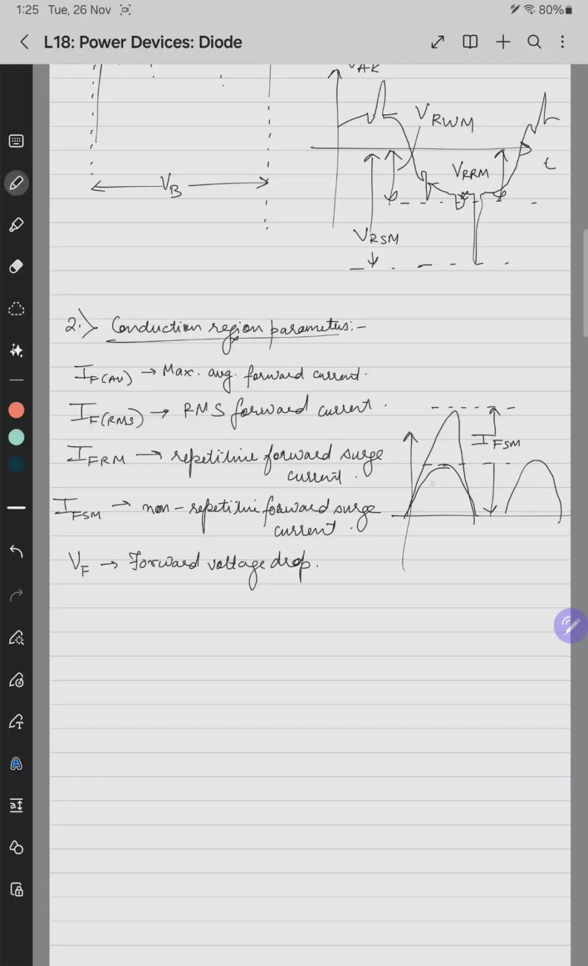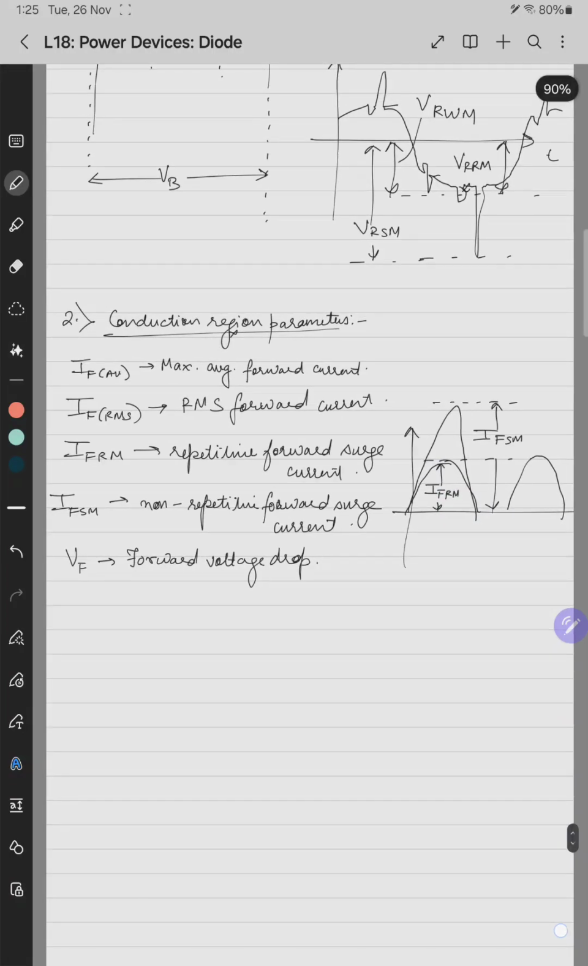This is IFRM, from here to here. Then whatever is the average value of this is nothing but the maximum forward average current, and the RMS value of this waveform is nothing but the RMS forward current. So IF AV and IF RMS.